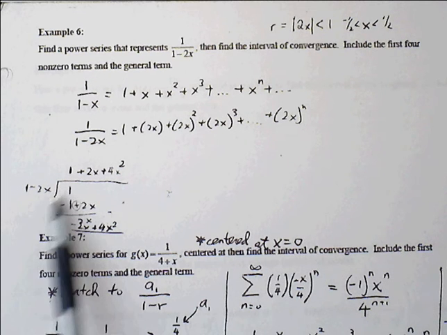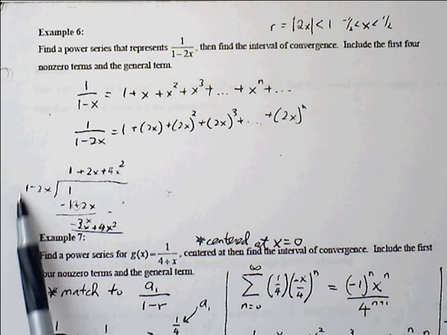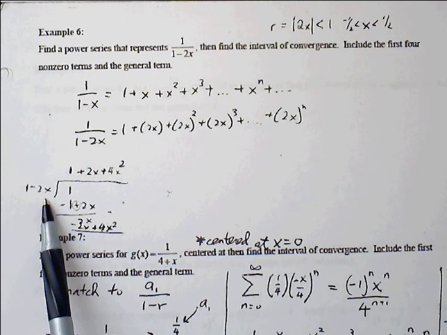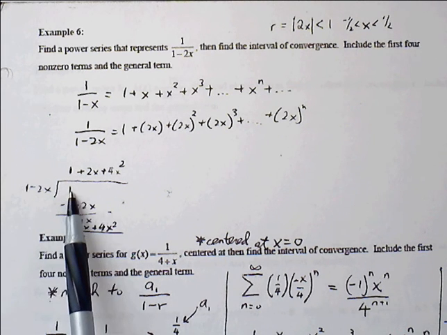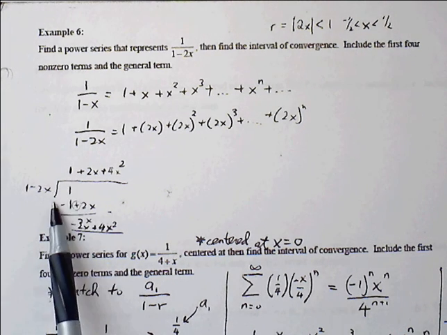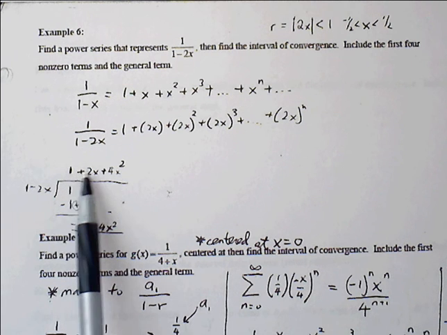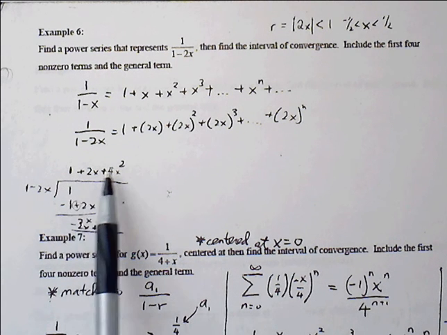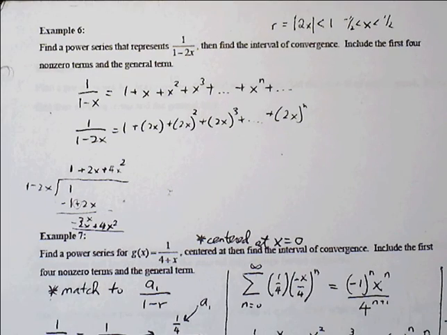Another way that we can do this is we can go through long division, 1 minus 2x on the outside, 1 on the inside, and we go through, determine the values for the quotient, and we see 1 plus 2x plus 4x squared will show up.